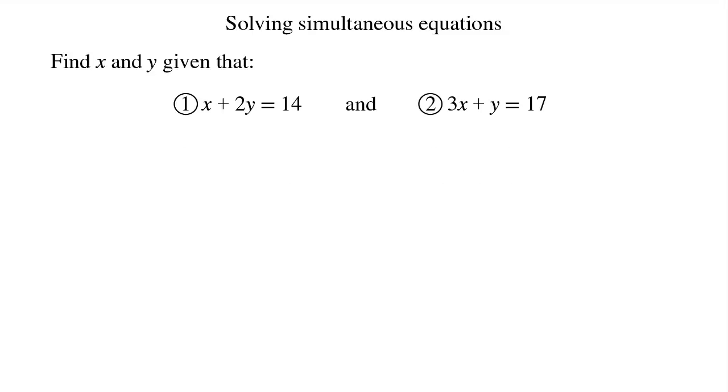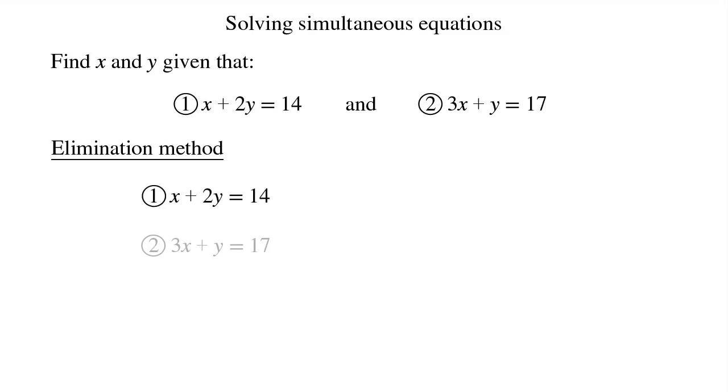There are several methods to solve simultaneous linear equations. One common way is the elimination method. In this method, we try to eliminate either x or y from the equations. The first thing to do is rewrite both our equations. x plus 2y is equal to 14, and 3x plus y equals 17. The idea of elimination is to somehow generate the same number of either x's or y's in both equations. In this instance, we're going to focus on getting the same number of y's.